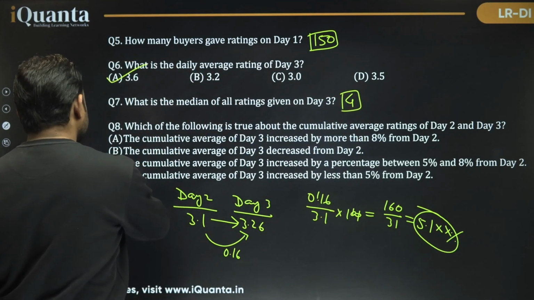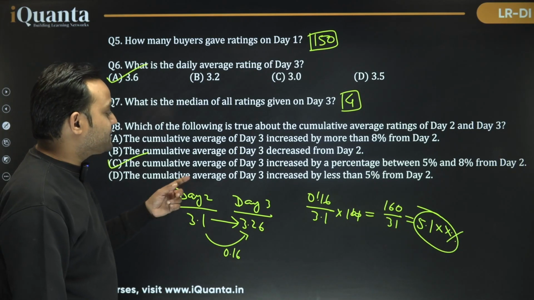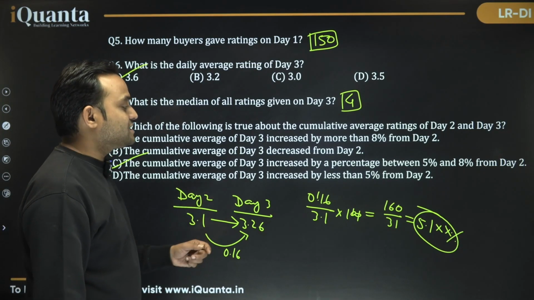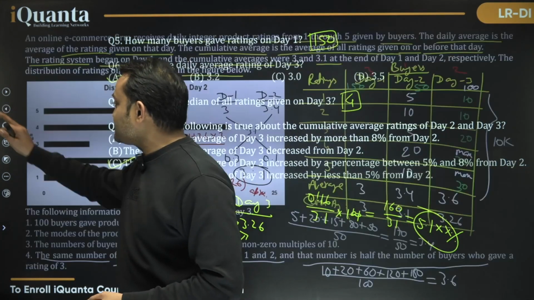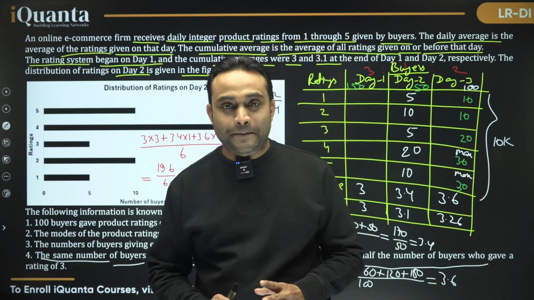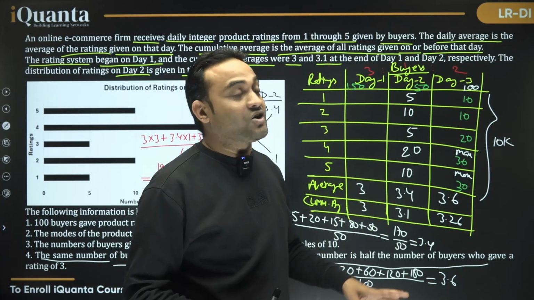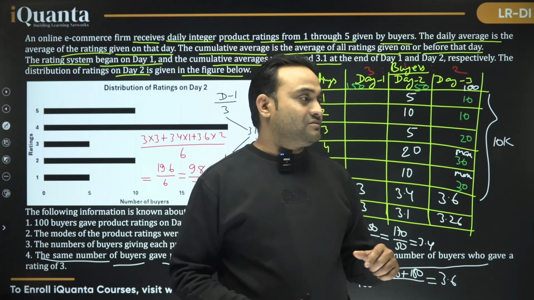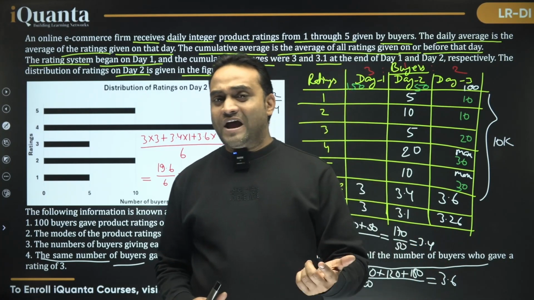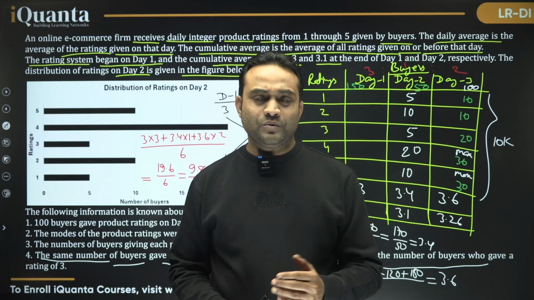So option C should be our answer. Let's check D as well. The cumulative average of day 3 increased by less than 5%. Definitely wrong, right? So this was a really good set. If you are familiar with average, weighted average, or cumulative average, right? So this set was, I would say, 2 to 5, 2 by 5, okay?